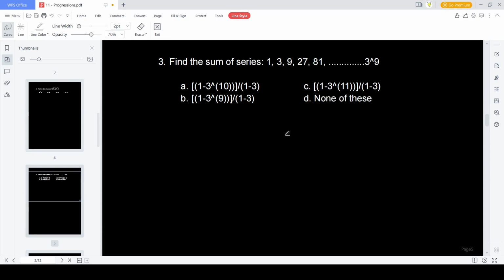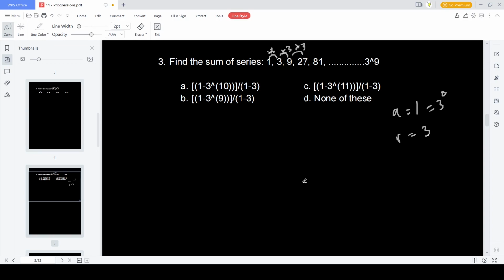Next question. Find the sum of the series 1, 3, 9, 27, 81, and so on up to 3 power 9. This is nothing but a geometric progression, because if you multiply by 3 you will get 3, multiply by 3 again you will get 9, multiply by 3 again you will get 27, and so on. So the first term is nothing but 1, that is 3 power 0. The common ratio is nothing but 3.